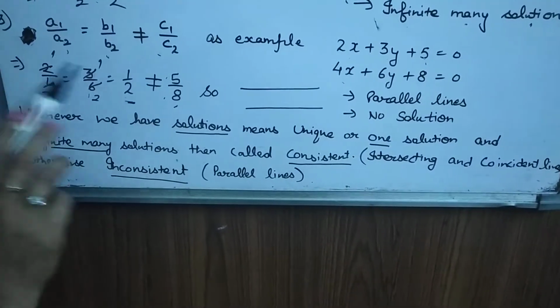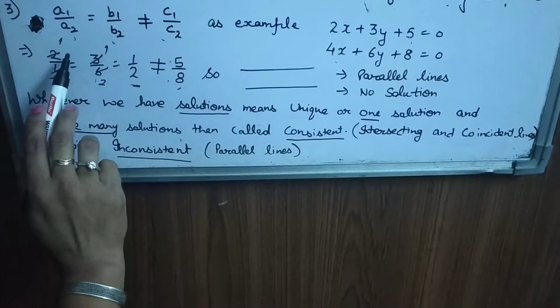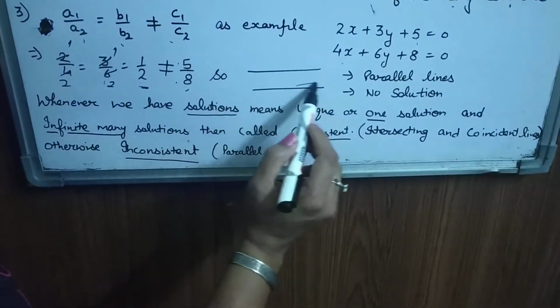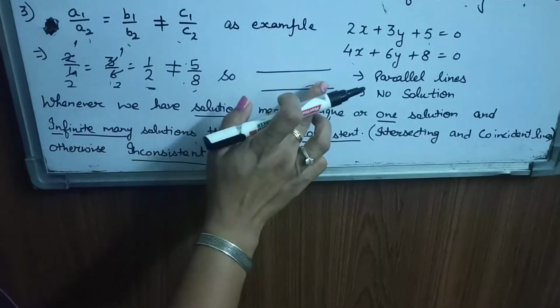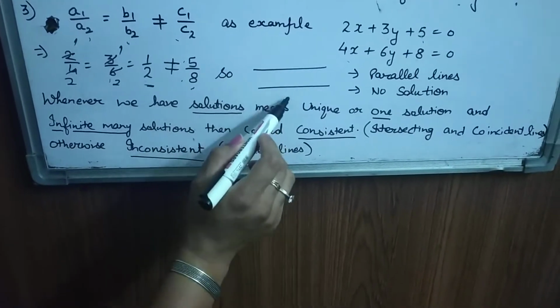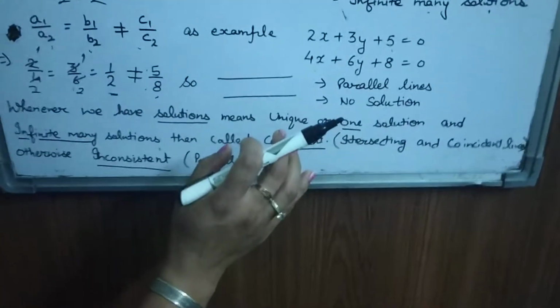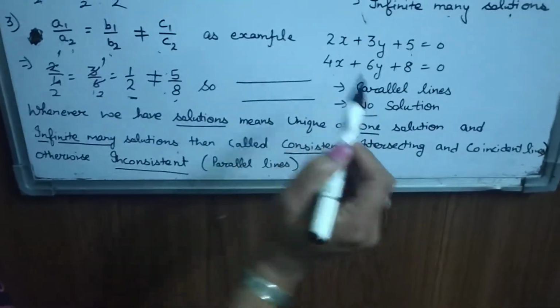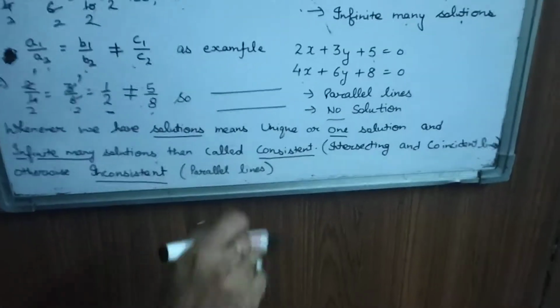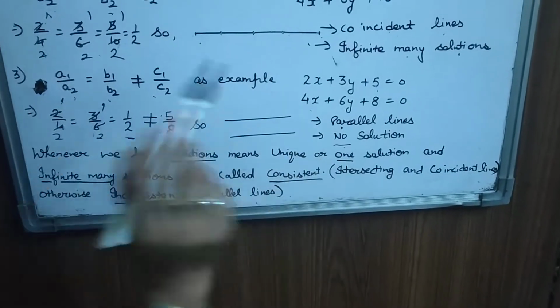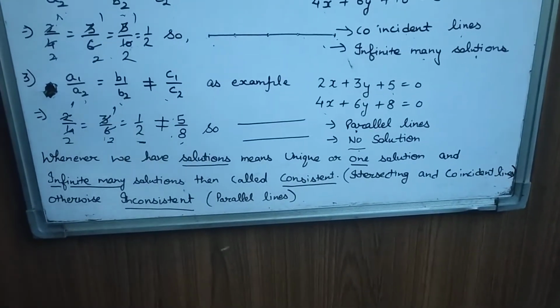Whenever you get this kind of form of equations, in the graph you will get two parallel lines. And whenever you have parallel lines, it means they will never intersect each other. If they never intersect, then you will never get any solution. So wherever parallel lines are there, you will get no solution. These were the three forms.